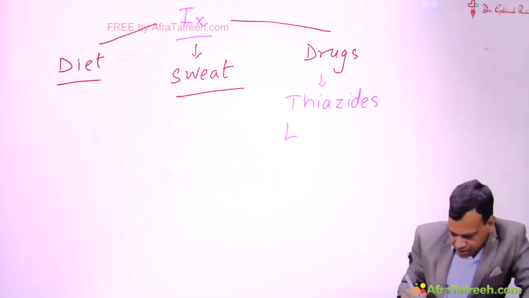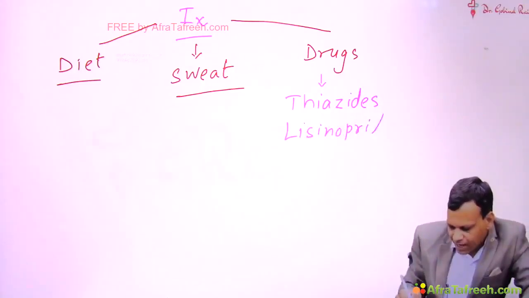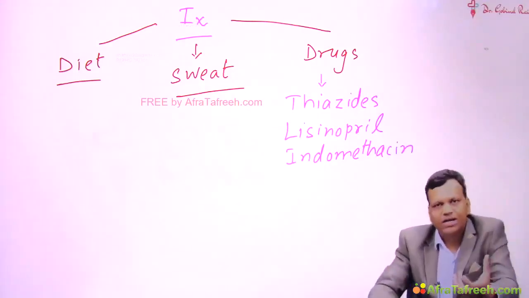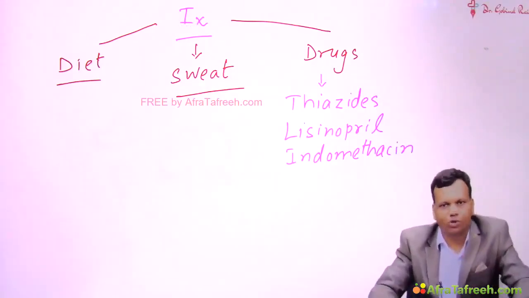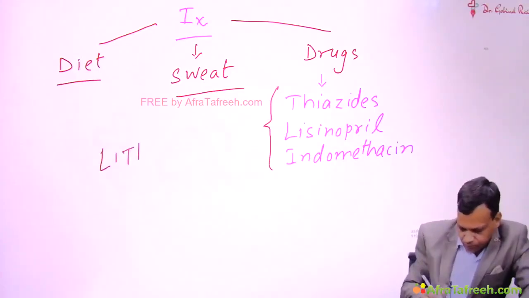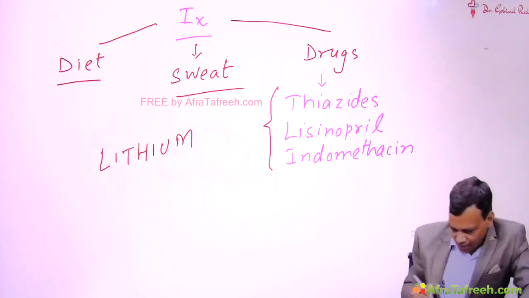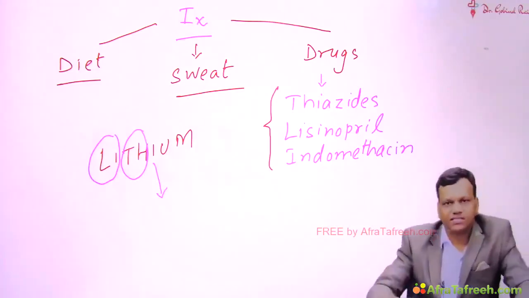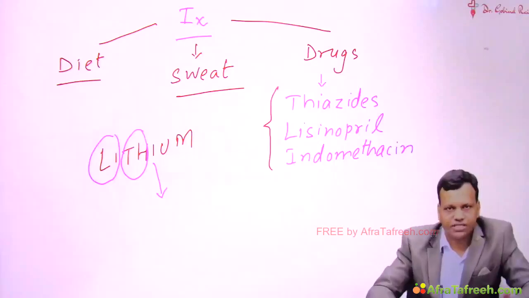Two other drugs are lisinopril and indomethacin. These alter renal function, and they also help in retaining lithium, which can lead to lithium toxicity. So lithium toxicity can be precipitated by three important drugs. You can again remember them from lithium: Li for lisinopril, TH for thiazides, and I for indomethacin. They increase the risk of lithium toxicity. Okay. Now moving to a very important thing about lithium, its plasma levels.